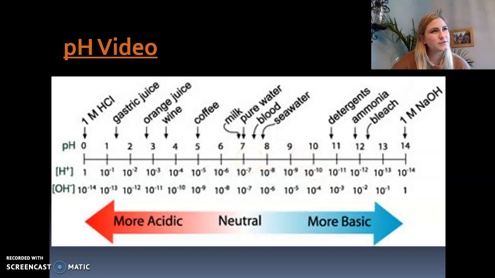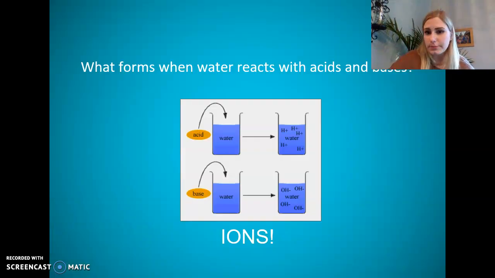I know that seems kind of strange because we like to think going from like 0 to 10 and 5 being the middle, but here we're going from 0 to 14 and 7 is the middle. If it's under 7, that means that it is acidic. If it's over 7, it is basic. So, what happens when water reacts with acids and bases?